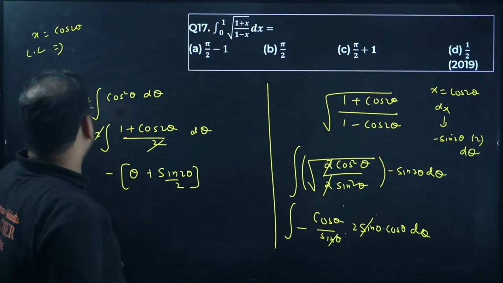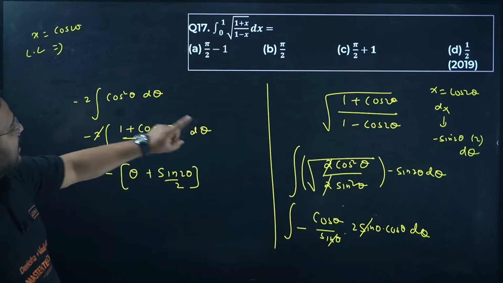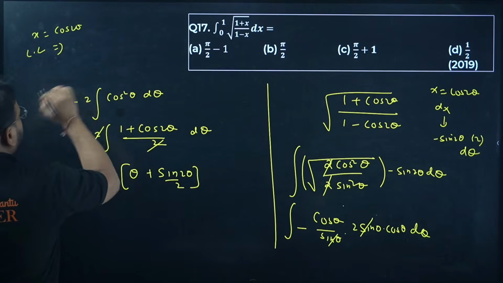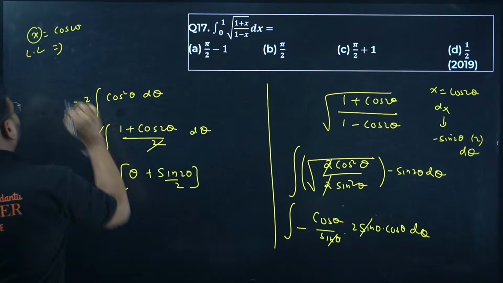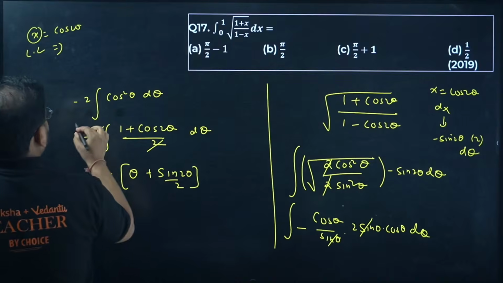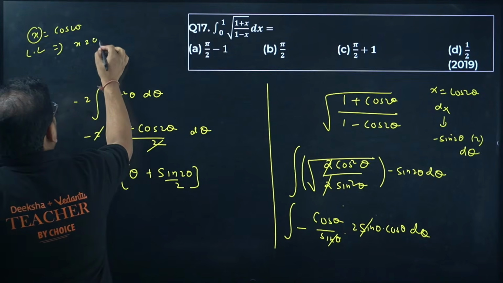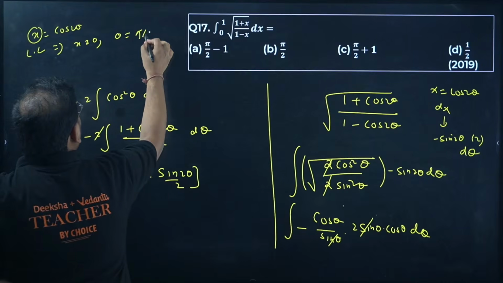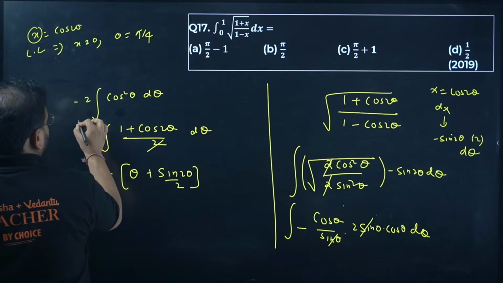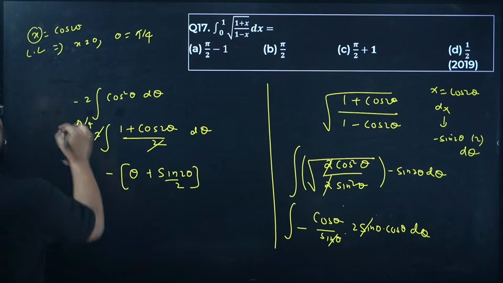You'll have when x is 0. When x is 0, what will happen? This has to be what? This has to be pi by 2. For x to be 0, cos has to operate at pi by 2, means this will be what? Pi by 4. Theta will be what? When x is 0, theta will be pi by 4. Check here. So my value of this will be what? Simply pi by 4.